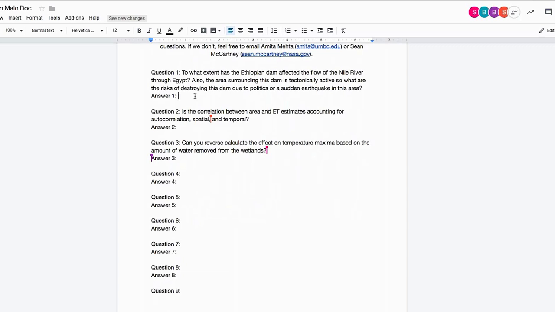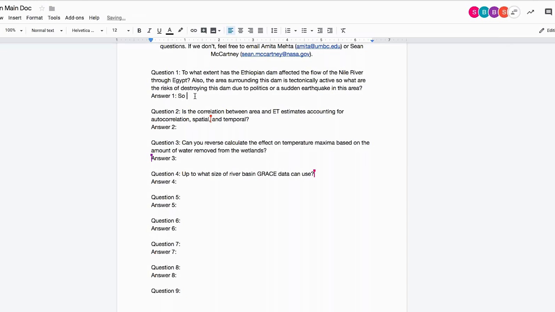So the first question that came in related to the Grand Ethiopian Renaissance Dam. And the question is, to what extent has this dam affected the flow of the Nile River through Egypt? And then a follow-up to that was a question pointing out that the area surrounding the dam is tectonically active. So are there risks of destroying this dam due to politics or a sudden earthquake in this area?